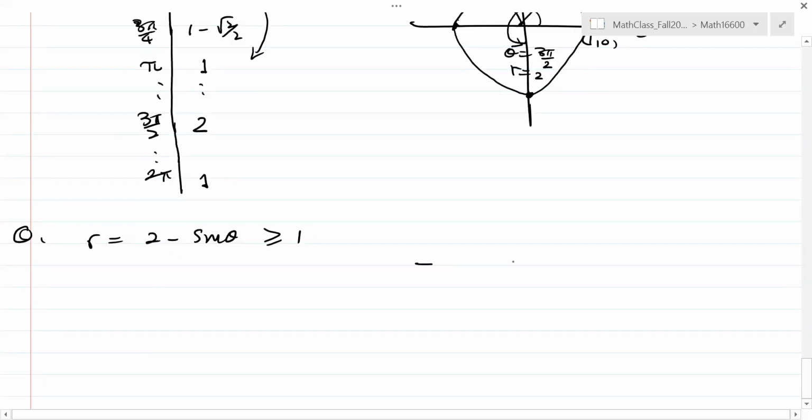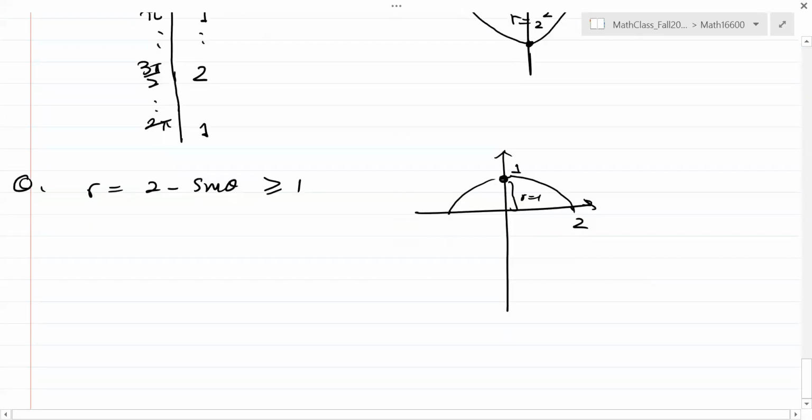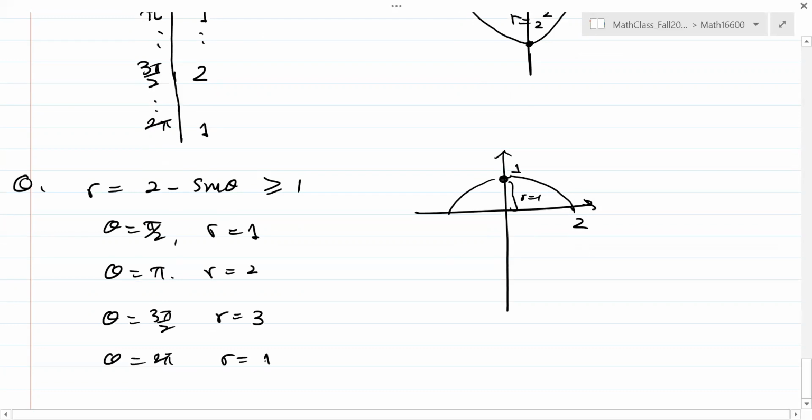So in that case, imagine that when theta equals zero, r is 2 here, right? Then when theta equals pi over 2, sine pi over 2 is 1, so r is 1. It's not a 0. Yeah, here r equals 1. Then coming back to here, theta equals pi, r equals 2. Theta equals 3 pi over 2, r is going to be 3. Then r is going to be 2 again. So that's why you get this picture.